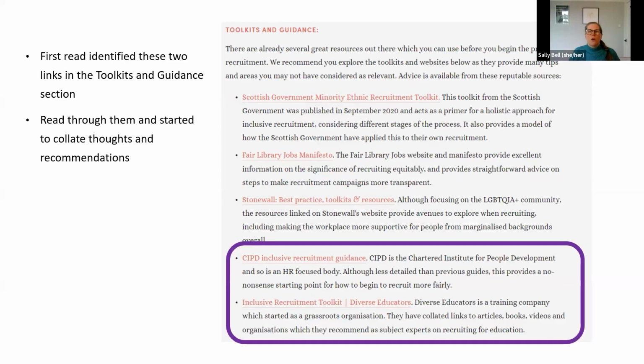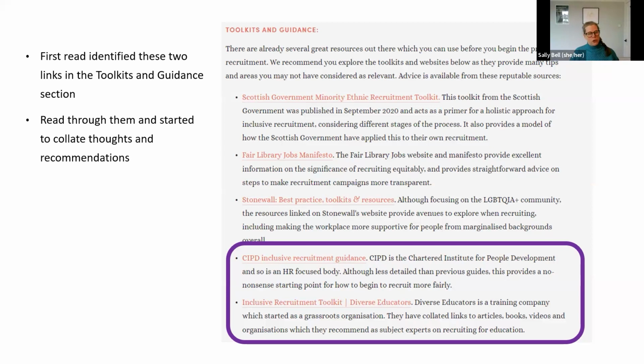So what I did when I was looking at the recruitment section was I started to think about how this could be applied for me when I am looking to advertise posts. And these two pieces of guidance on the recruitment section really helped me. They are about inclusive recruitment, so thinking about that whole process of how we inclusively bring people through into the profession.